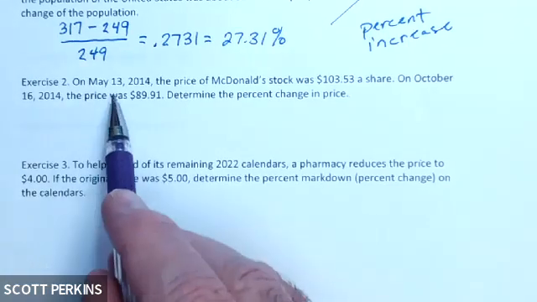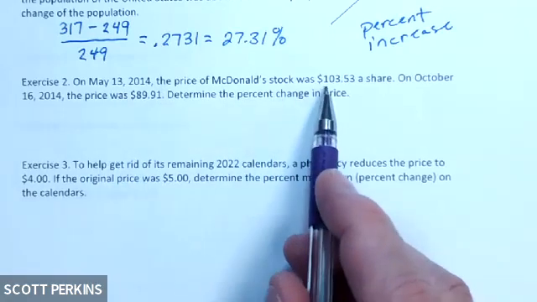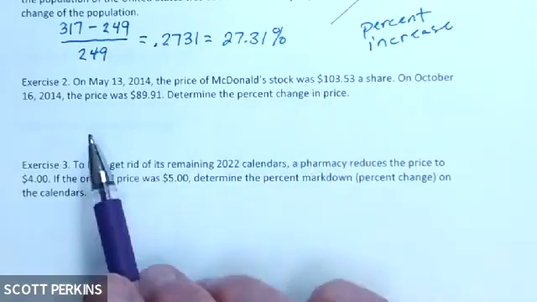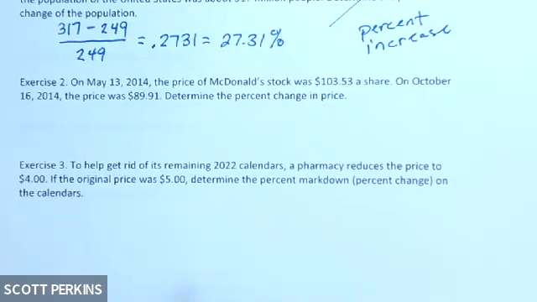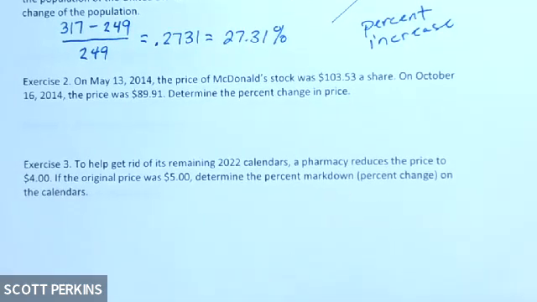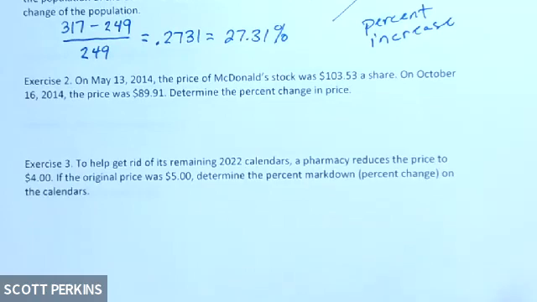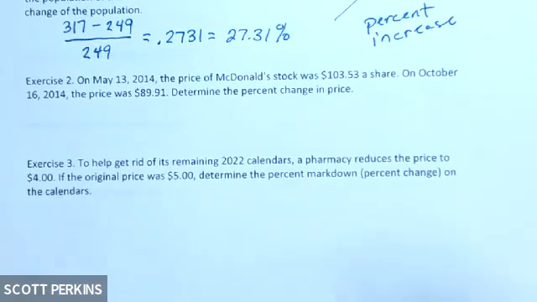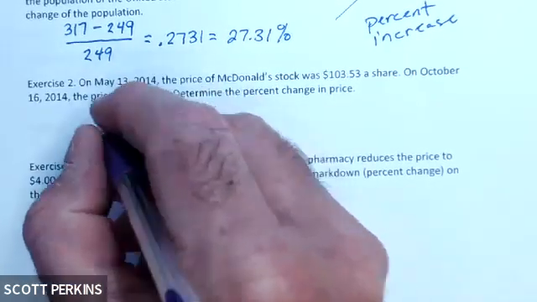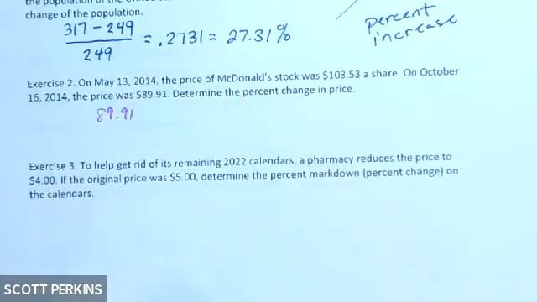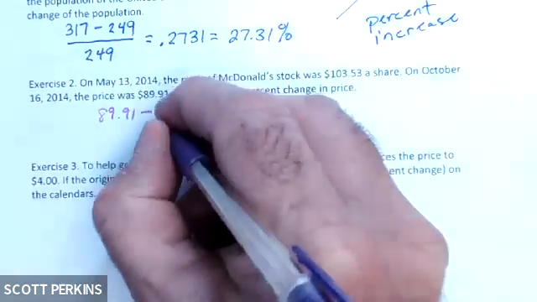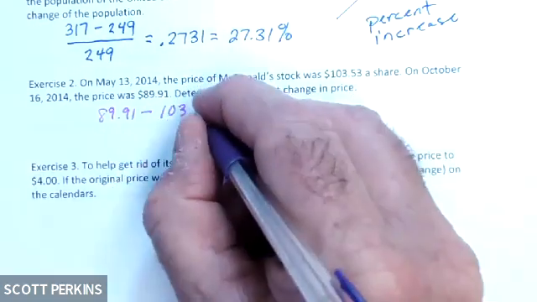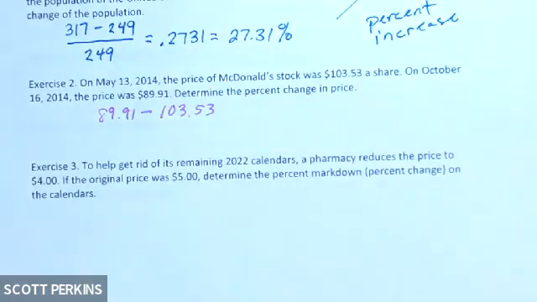So this one says on May 13th, the price of this stock was 103.53. Then in October of that same year, it was 89.91. So what's the percent change? So don't get lulled into the habit of always making the larger number the first one. Okay, it's the new value, whatever that is. In this case, the new value is the 89.91. That's what the stock became. It started, so we'll subtract 103.53. And so you notice when you put that into your calculator, you get a negative value.